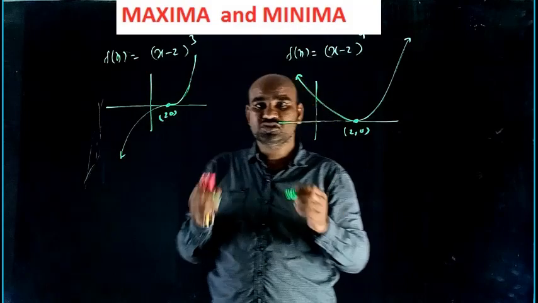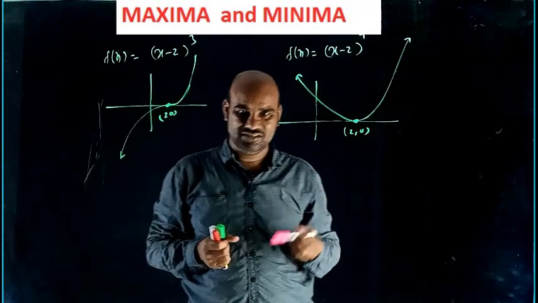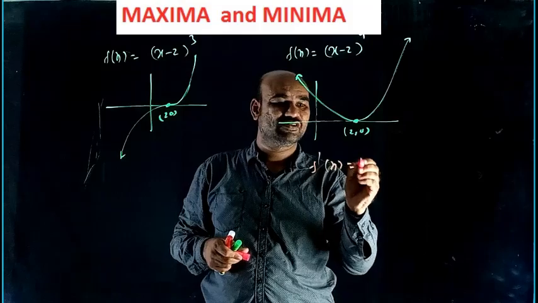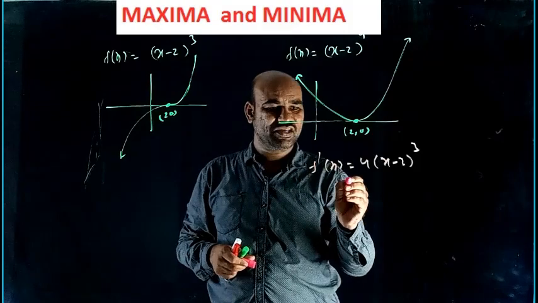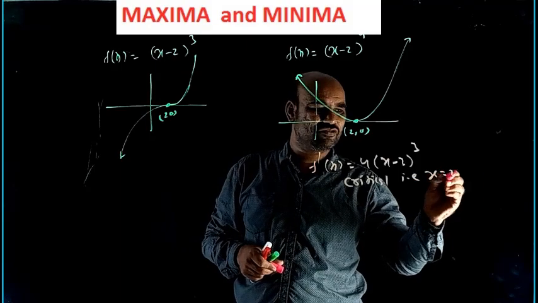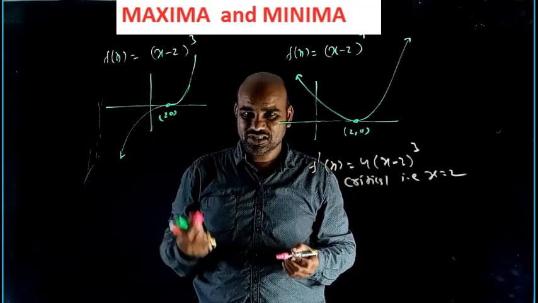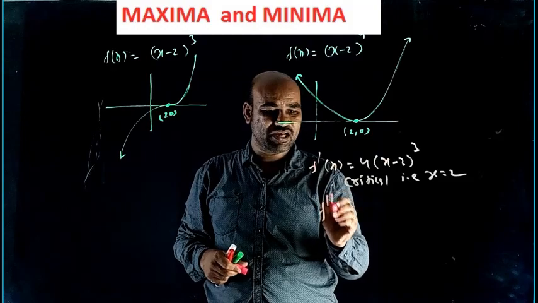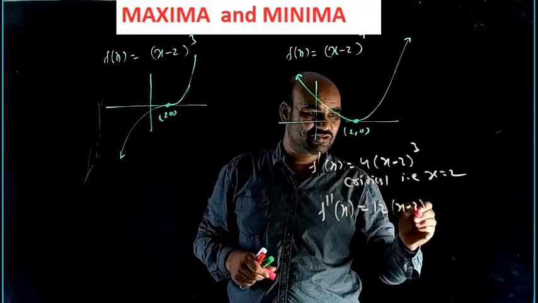Now, using the first derivative test or second derivative test, how to decide? F dash of x is 4 times (x minus 2) cube. Find the critical point: x equal to 2. I don't want to use the sign scheme; I want to use second order, third order, fourth order and so on. Find f double dash of x, that is 12 times (x minus 2) square.